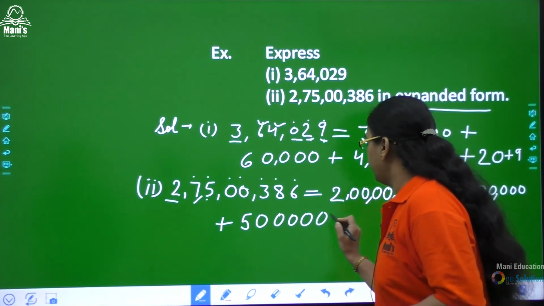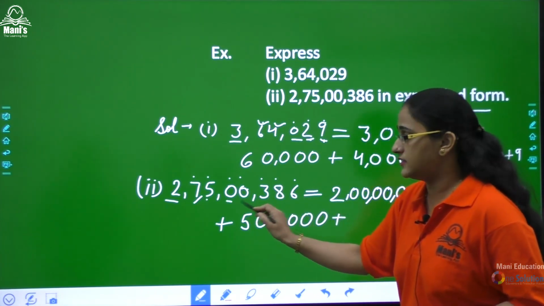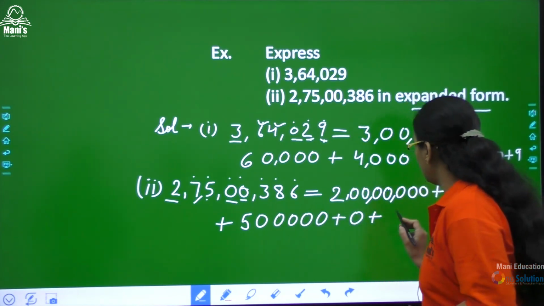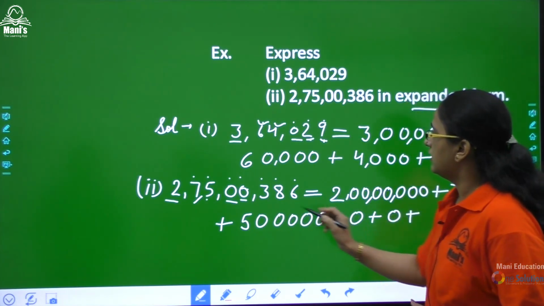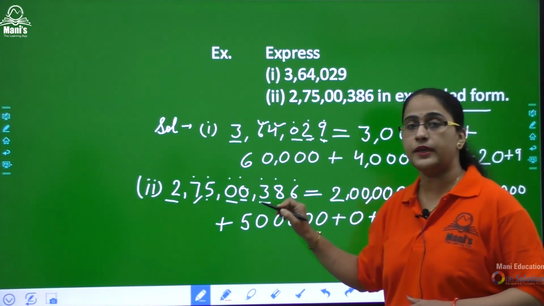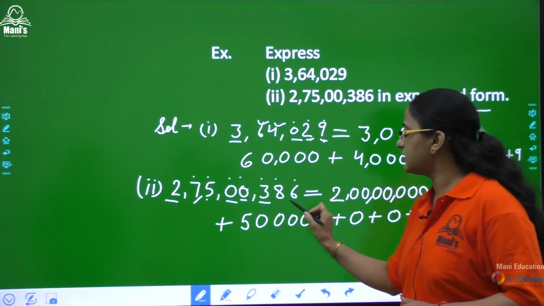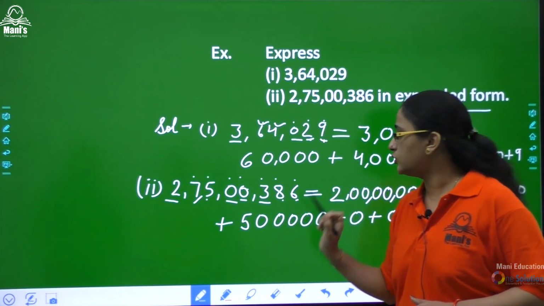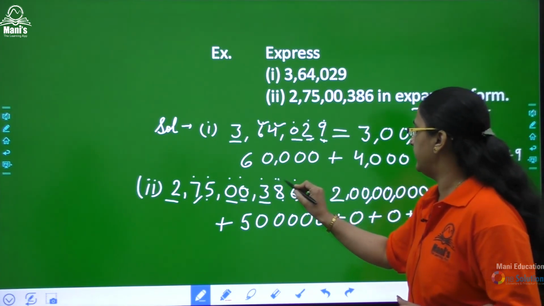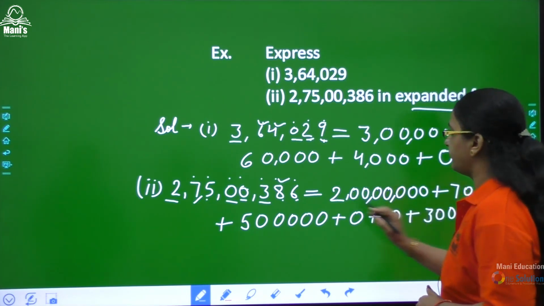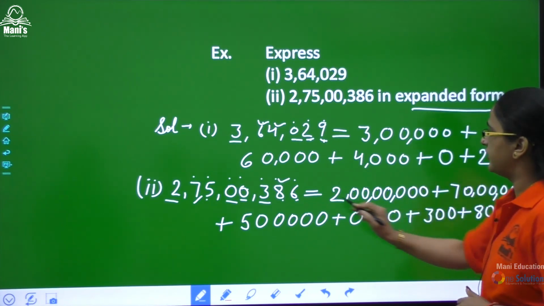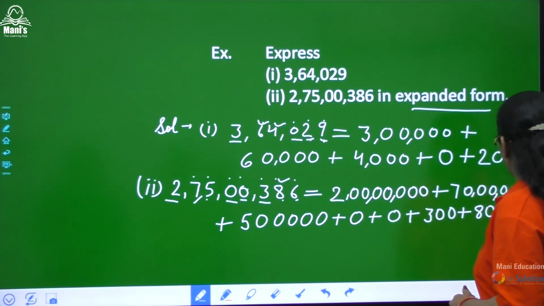Plus. After that there is a 0, so we can write a simple 0 plus. Here is also 0, so write 0 plus. Come to the next digit, that is 3. The place value of 3 will be, we count the digits after this number, that is 8 and 6. So 2 digits are there, so we will put 2 zeros. Plus, after this is 8, and after 8 there is only 1 digit, so we will write 80. Plus then write the next number, that is single 6.